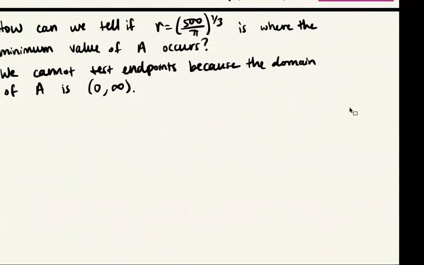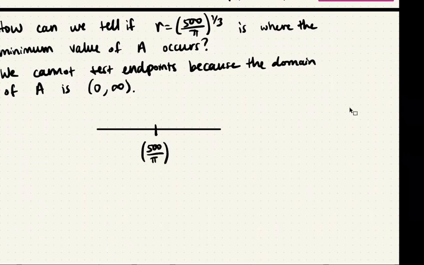So instead, let's think about what happens on a number line. Let's make a little number line and see what happens. This is for r. And let's say when r is 500 over pi to the 1/3, if you put that in a calculator, it's roughly 5.419. Okay. And I want to know what happens to A.